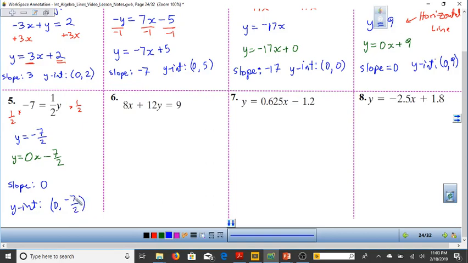Now, if there's no y in the equation, then that means it's a vertical line, and you just solve for x. Don't have an example here, but you get the idea. And I may just add an example at the bottom here to illustrate.